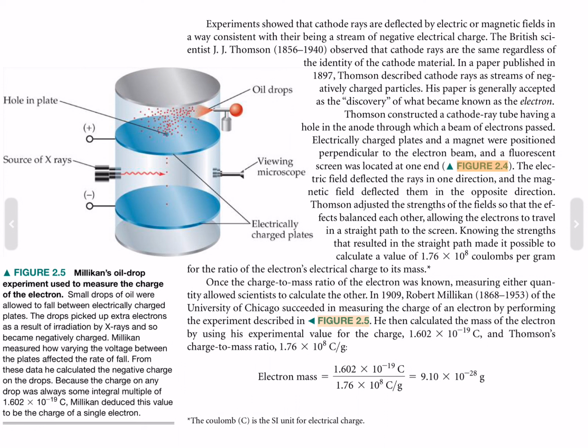Figure 2.5. Millikan's oil drop experiment used to measure the charge of the electron. Small drops of oil were allowed to fall between electrically charged plates. The drops picked up extra electrons as a result of irradiation by X-rays and so became negatively charged. Millikan measured how varying the voltage between the plates affected the rate of fall. From these data, he calculated the negative charge on the drops. Because the charge on the drop was always the same integral multiple of 1.602 times 10^-19, Millikan deduced this value to be the charge of a single electron.